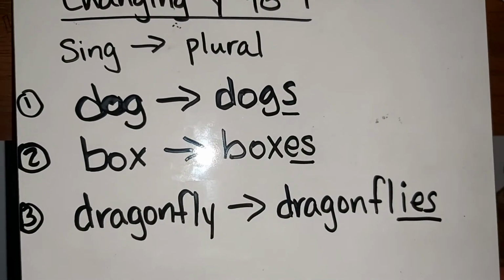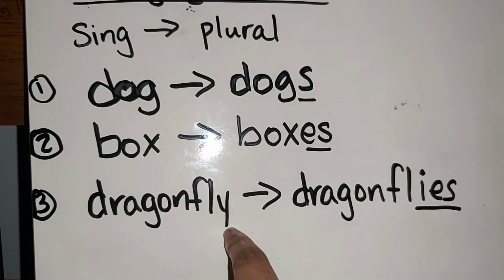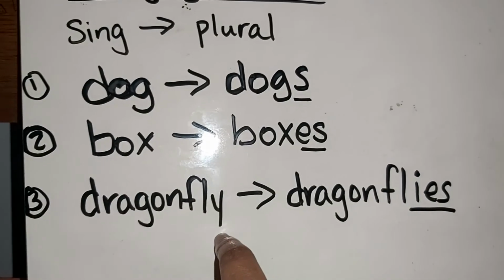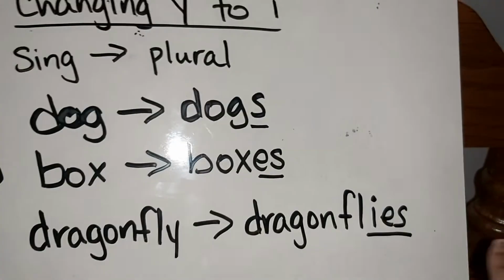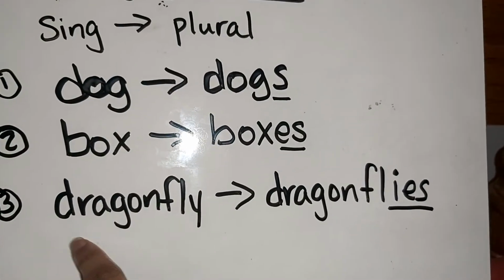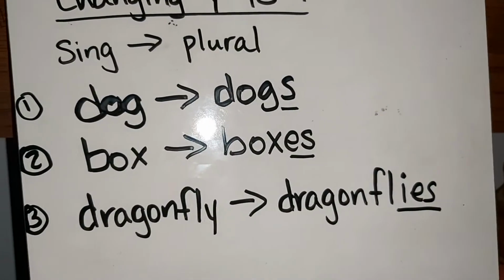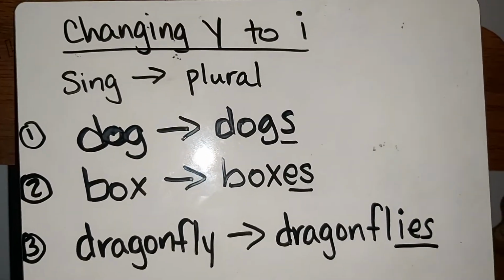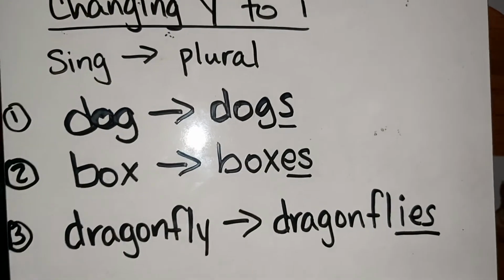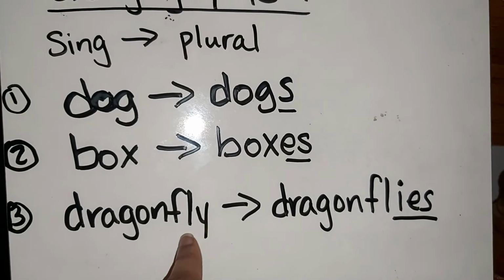Our third rule that we've learned: when a word ends in Y, and there's a consonant in front of it, we're going to drop the Y and change that Y to an I, then add ES. So singular, the word is dragonfly. Plural, the word is dragonflies. So today we're going to be learning about another concept where instead of having the consonant in front of the Y, we're going to have a vowel in front of the Y.